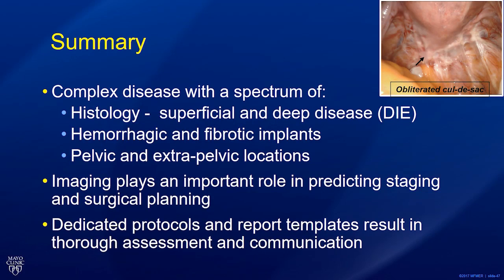So in summary, endometriosis is a complex disease with a spectrum of histology involving both superficial and deep disease, and it has hemorrhagic and fibrotic implants. It can occur in pelvic and extra-pelvic locations. So this is a vast spectrum of presentations, and imaging plays an important role in predicting staging and surgical planning. I advocate strongly for dedicated protocols and report templates that will result in thorough assessment and communication to referring clinicians.